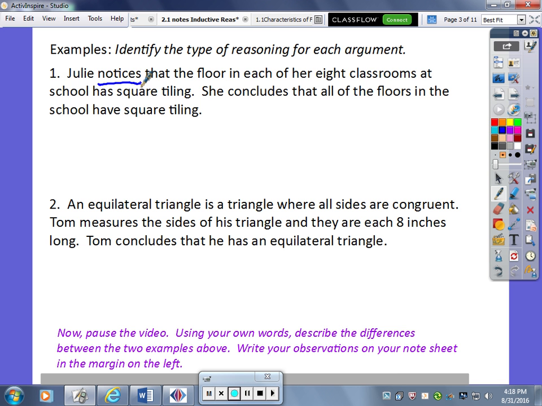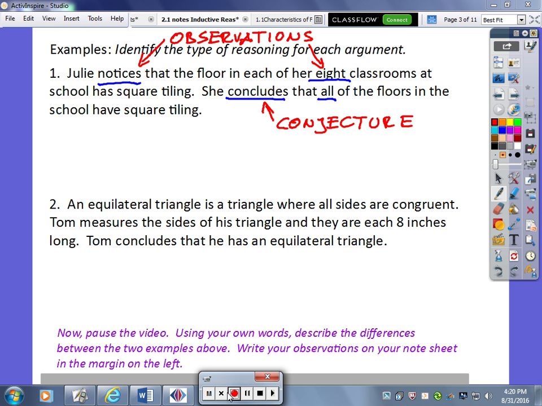Julie notices that the floor in each of her 8 classrooms at school has square tiling. She concludes that all of the floors in the school have square tiling. Julie makes an observation. In fact, she makes 8 observations. And based on that, she comes to a conclusion. In other words, she makes a conjecture. Making a limited number of observations and based on those, coming up with a conjecture. This is an example of inductive reasoning.